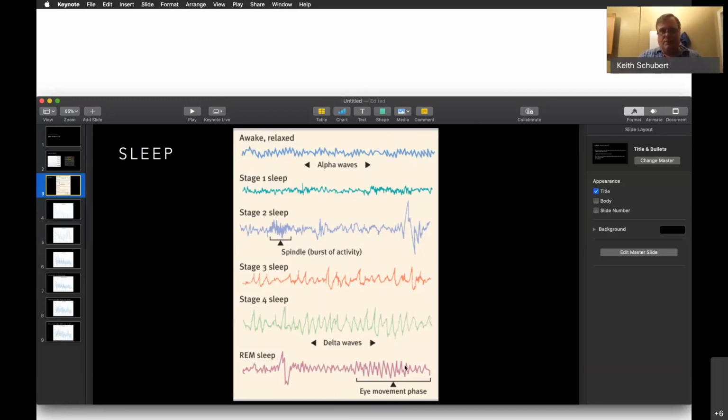So you'll see these eye movement spikes that come in, but it'll be basically dominated with theta waves and some K complexes that keep you in sleep, because you don't want to go from theta and then move up to alpha and wake up. So those K complexes are needed to handle it. But this is when you dream. So those theta waves are associated with dreaming.